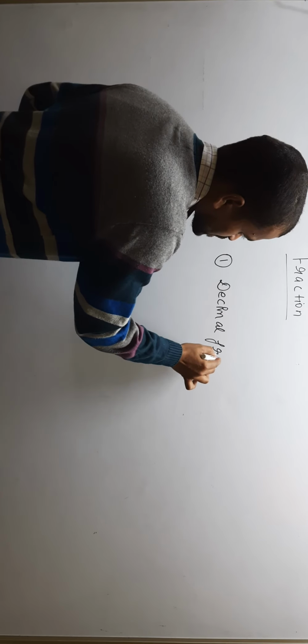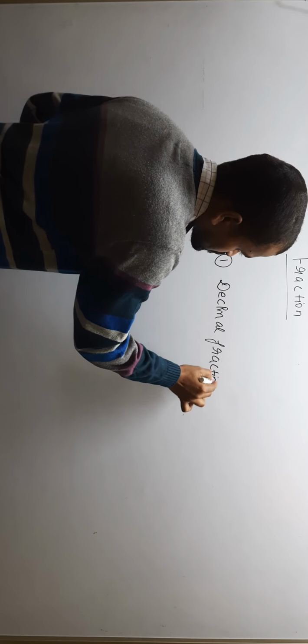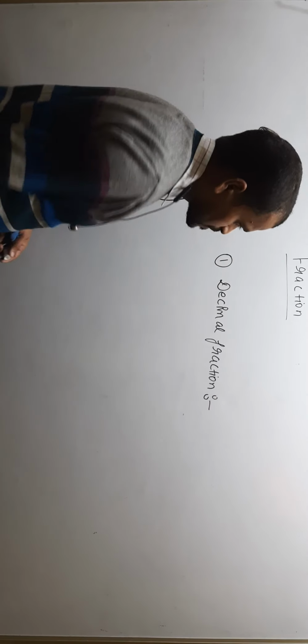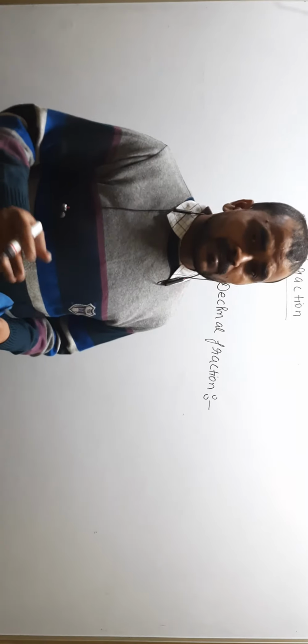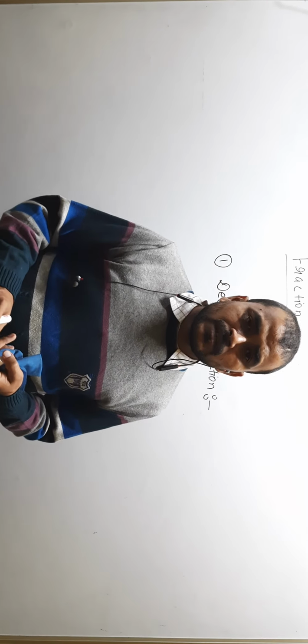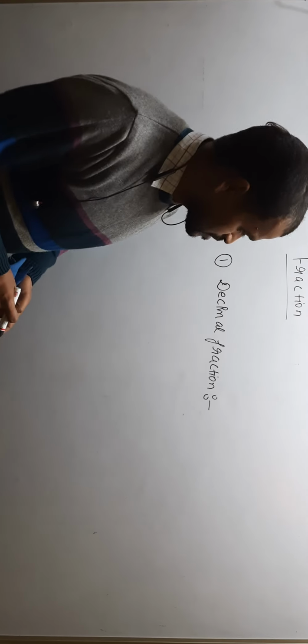What is a decimal fraction? A fraction in which the denominator is 10, 100, 1000, etc. is known as a decimal fraction. A number in which the denominator is always 10, 100, 1000, 10,000, etc. is called a decimal fraction.